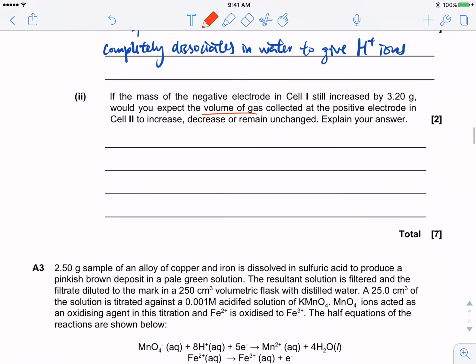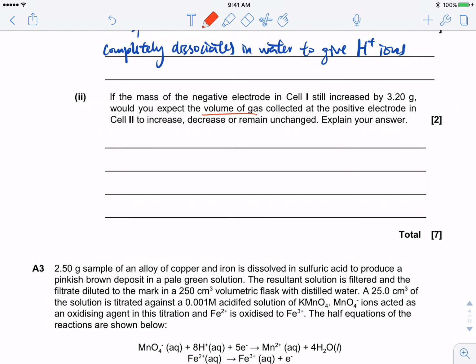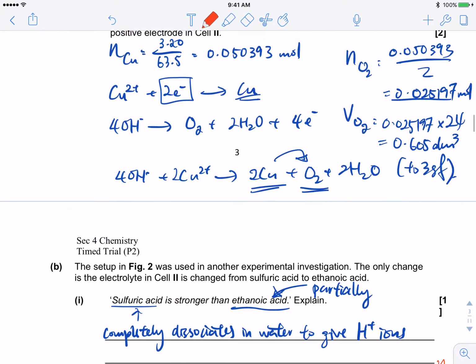Now, how can we do this? If the mass of the negative electrode in cell 1 increased by this amount, it still tells us that the number of moles of Cu is the same. The number of moles of electron transfer is the same, and hence the number of moles of oxygen gas produced is still the same because there is no change in the product.